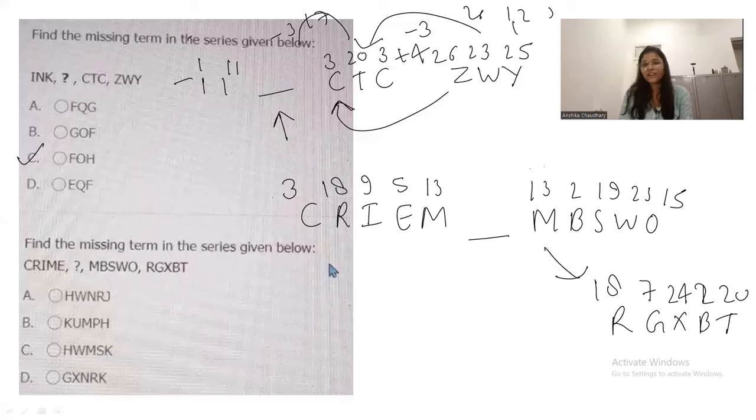If I add 5 to this, I will get 18. If I add 5 to this, I will get 7. If I add 5 to this, I will get 24. If I add 5 to this, I will get 2 in the alphabetical order. If I add 5 to 15, then I will get 20. So we have found the pattern.